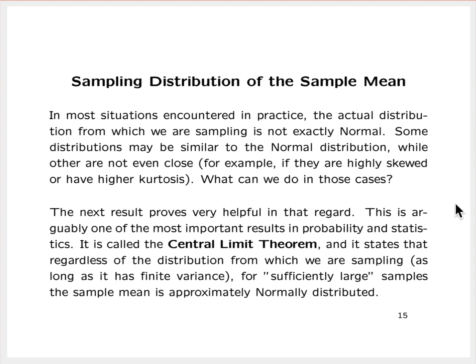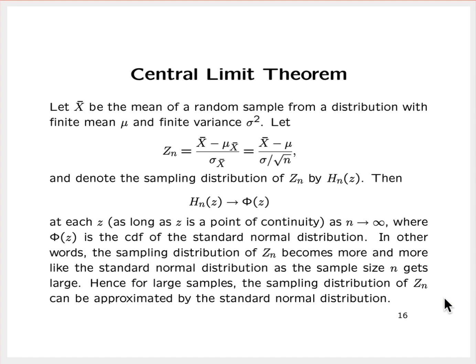Well, the next result proves very helpful in this regard, and this is arguably one of the most important results in probability and statistics. This result is called the central limit theorem, and it states that regardless of the distribution from which we're sampling, as long as the distribution has finite variance, then for sufficiently large samples, the sample mean is approximately normally distributed. So this is a result that you would have seen in your first methods class.